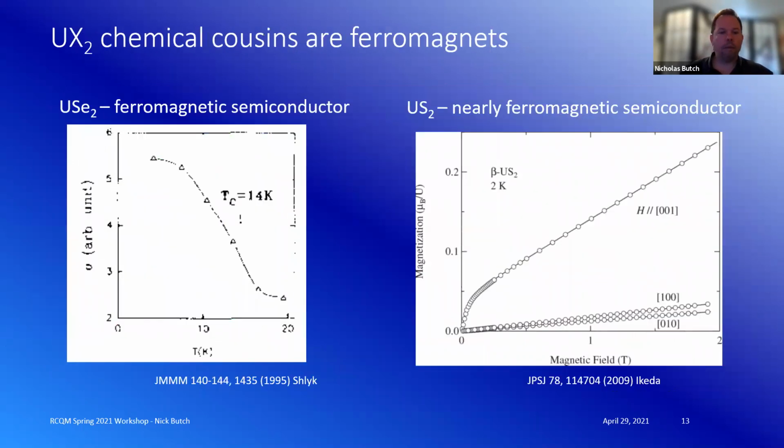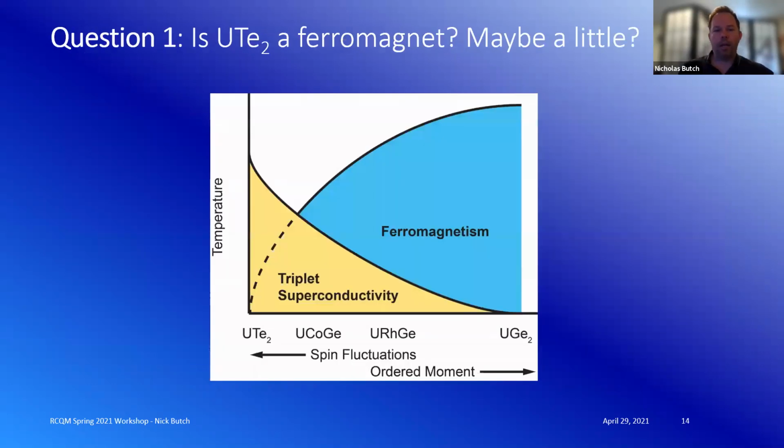So that leads you, and one final circumstantial argument: the chemical cousins of UX2, so of UTe2, which use selenium and sulfur, although they're not actually the same structure, are ferromagnetic or close to ferromagnetism. So given all these things, you might ask, what about UTe2? Where does it sit? What role in the universe does it occupy? And so that's kind of where this phase diagram comes from.